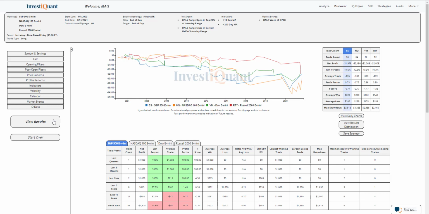Looking at this pattern, which has taken place all the way back to 2003, we've got a decent sample size among the four. So hopefully you found that helpful.